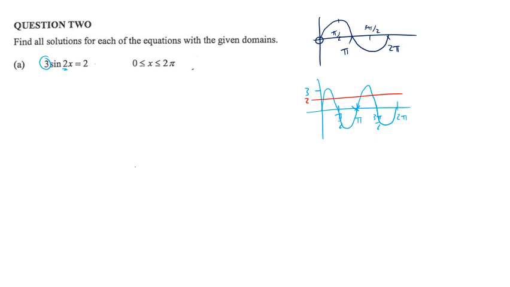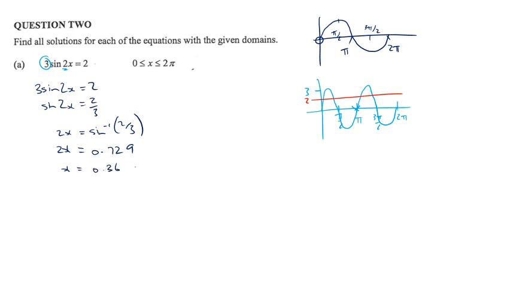Now the algebra around that: I'm going to go 3 sine 2x equals 2, so sine of 2x is 2/3, so 2x is the arc sine of 2/3. Push it into your calculator and you should get 0.729 to 3 significant figures. So if you get that, then x is just 0.365.